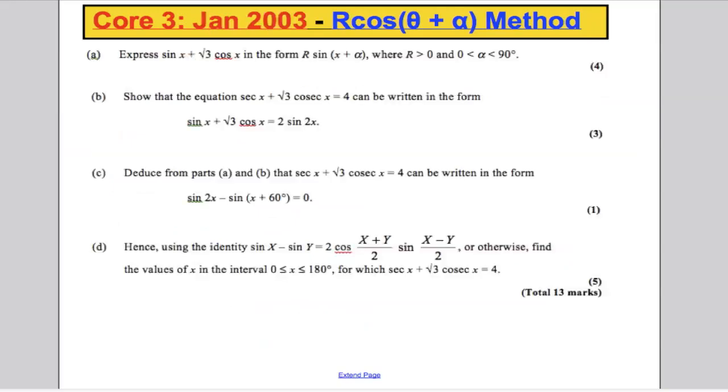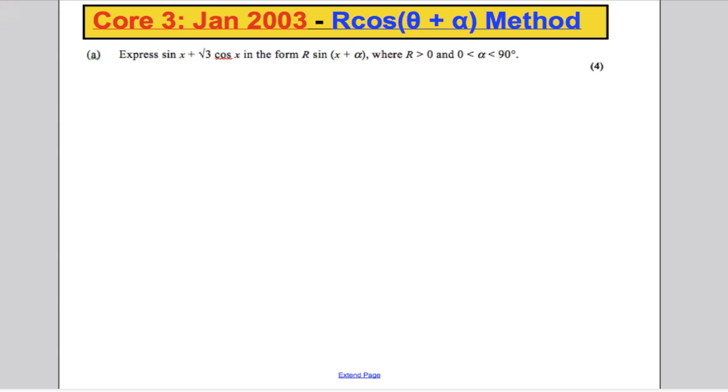Okay, next question. Pause, have a go. Okay, working through each part bit by bit. First of all, I want to express this in that form. So I want to say that sine x plus root 3 cos x can be written in this form here, and if I expand that out, that would be r sine x cos alpha plus r cos x sine alpha.